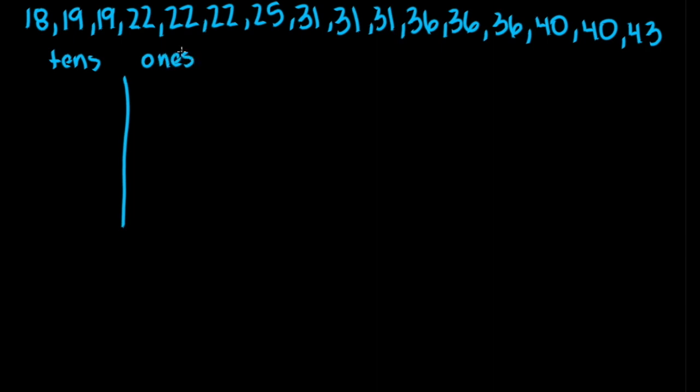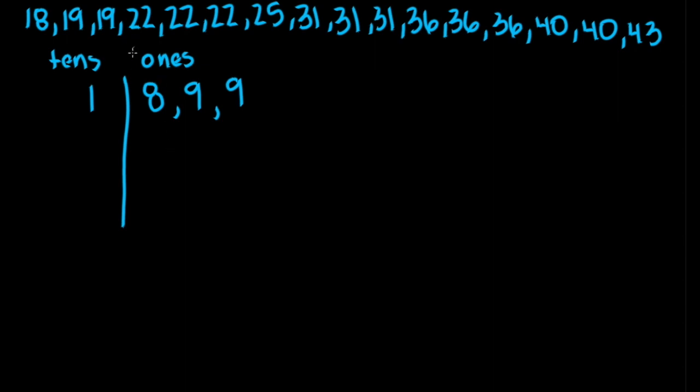Let's start off with the number 18. So we are going to write our 10s here and then our 8 on this side. The next number is 19. We already have our ones here, so we're just going to write a comma and then a 9. The next number is another 19, so we're just going to write another 9 like so.